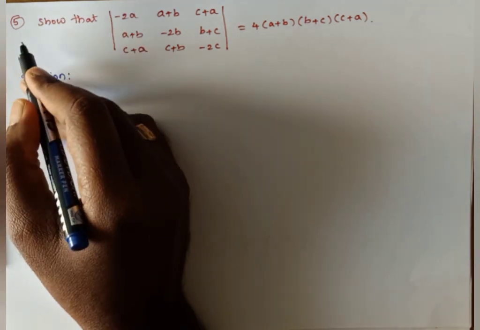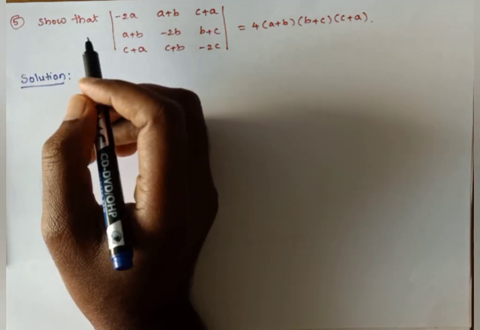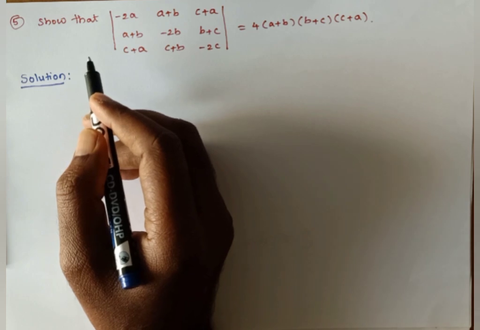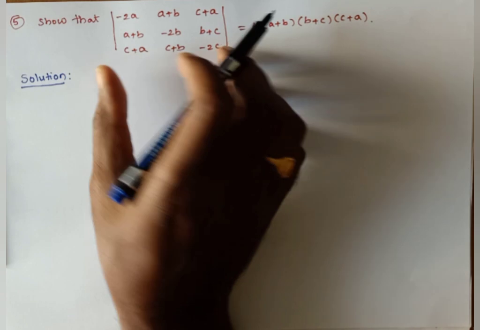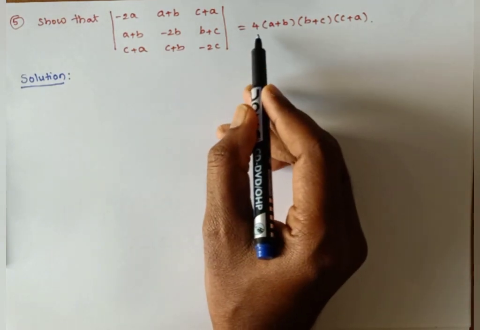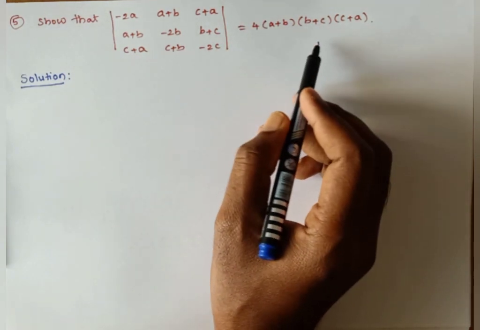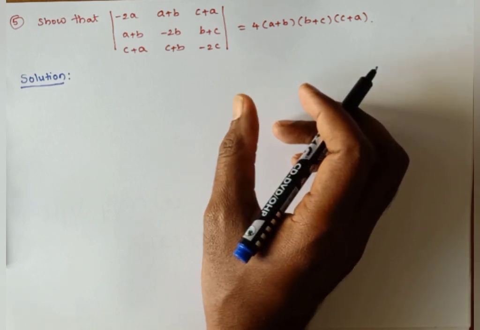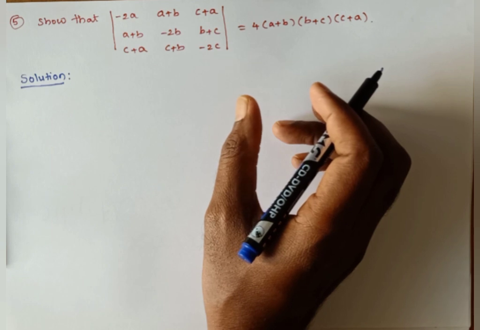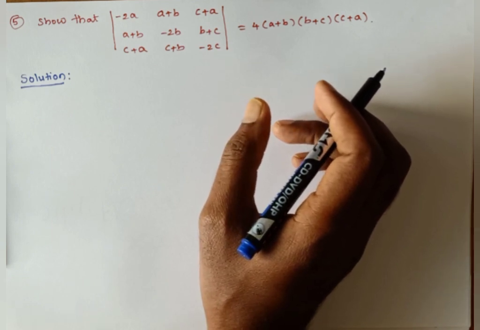See Exercise 3, fifth problem. So 3 and 4 are very easy. See, show that the determinant of this is equal to 4 times A plus B, B plus C, C plus A. So here we compulsorily need to use the row operation or column operation for this.